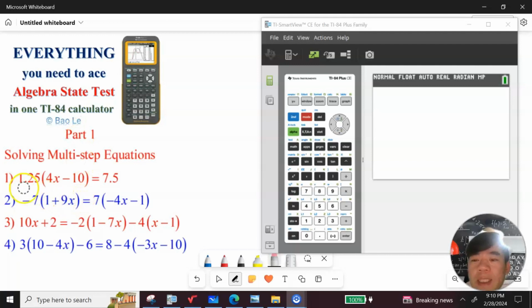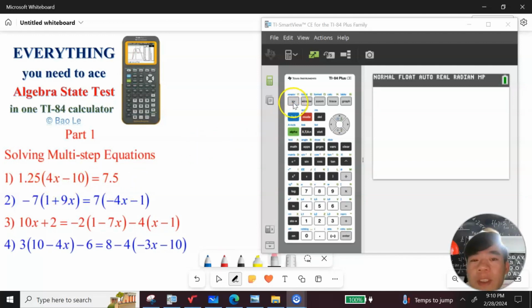Okay, so let's take a look at the first example right here. They ask you to solve an equation. The left hand side should be 1.25 times (4x minus 10), and the right hand side should be 7.5. Now you need to break it down into two equations.